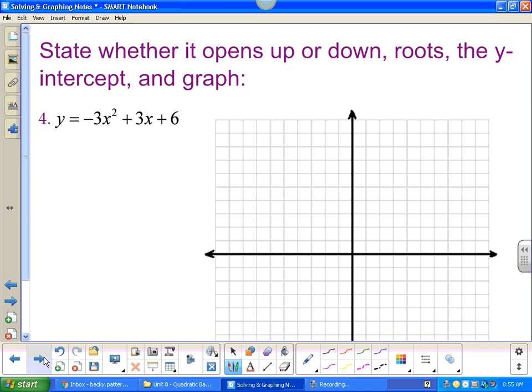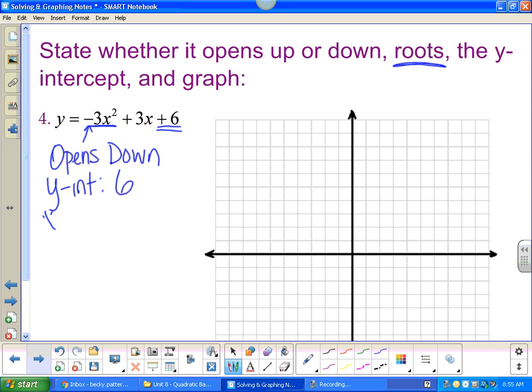Okay? I know this is a parabola because it has an x squared, but look right here. This opens down. So this one's going to open down. Let's go ahead and do my y-intercept because that's really easy. That's my constant, which is a 6. To find my, now they're calling them roots, but we know that that just means solutions or the x-intercepts, I'm going to take negative 3x squared plus 3x plus 6, set it equal to 0.